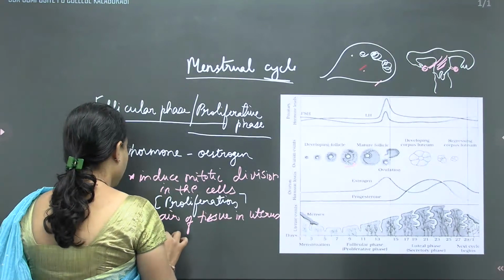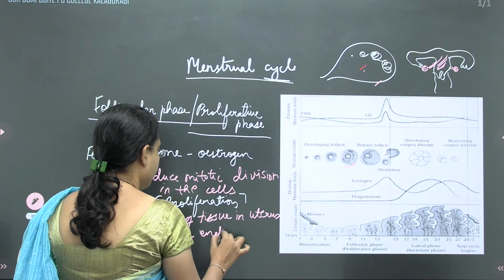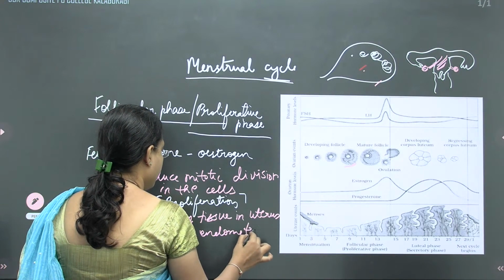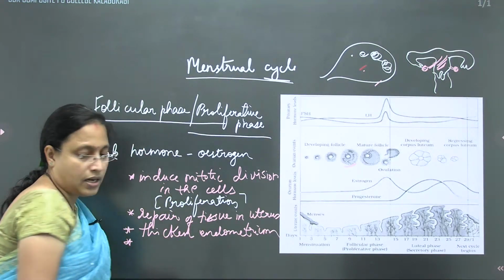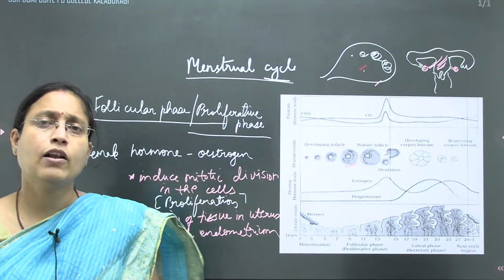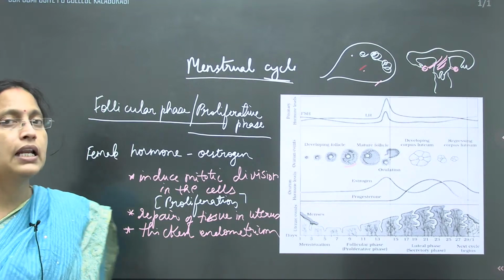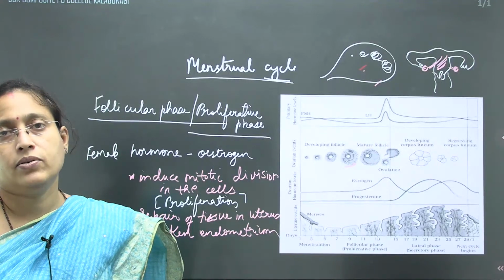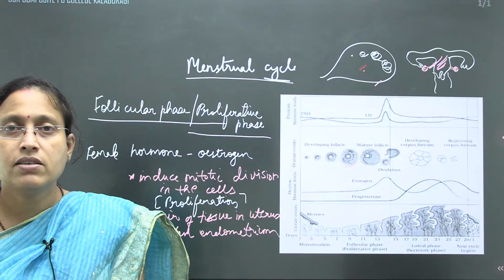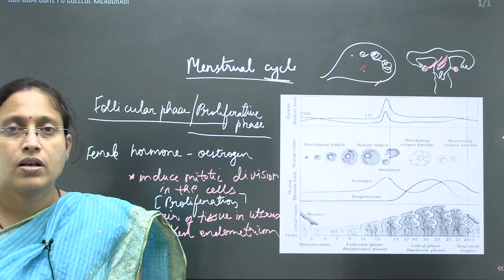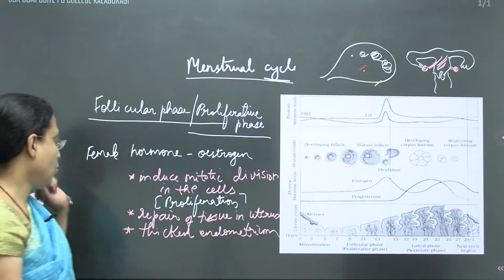Understand? Then thickening, it thickens the endometrium. So these are some of the functions. The last function is that it can also aid in follicular development. So these are the different functions of estrogen, which is a female hormone.